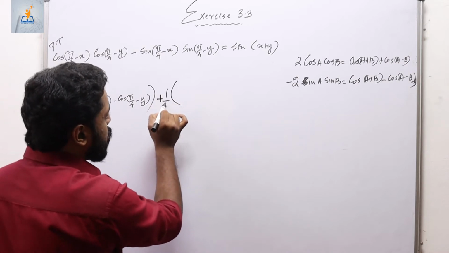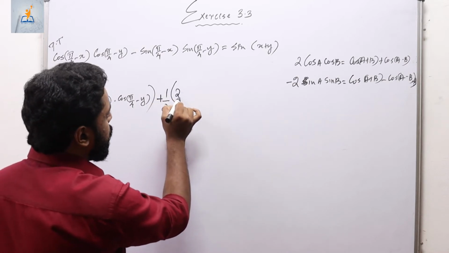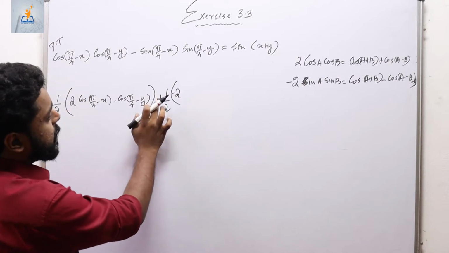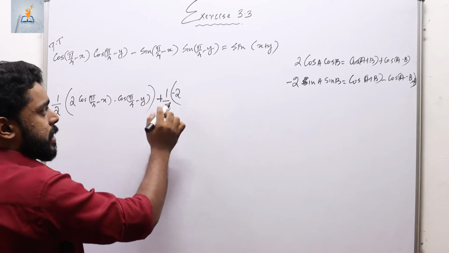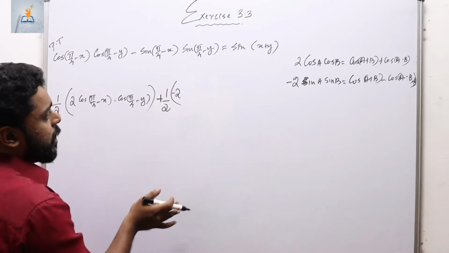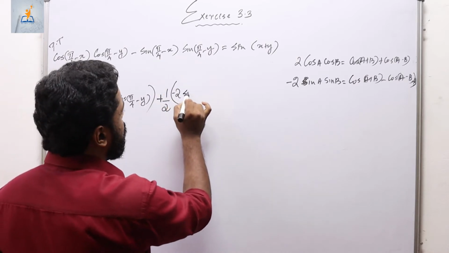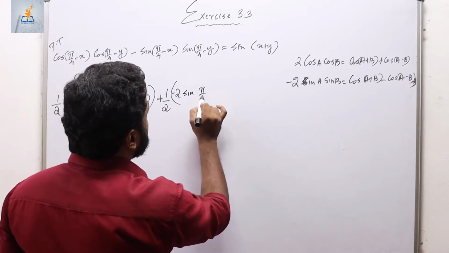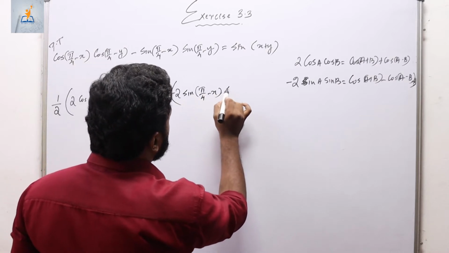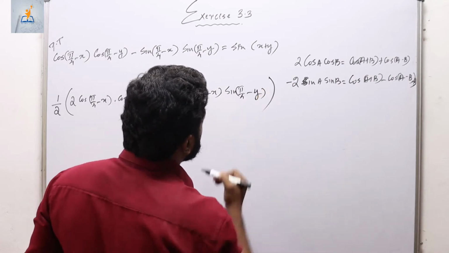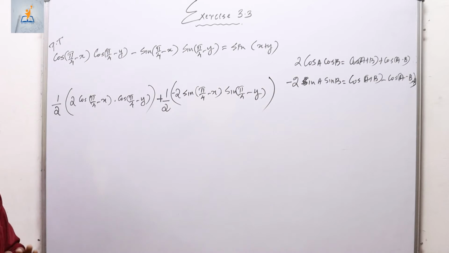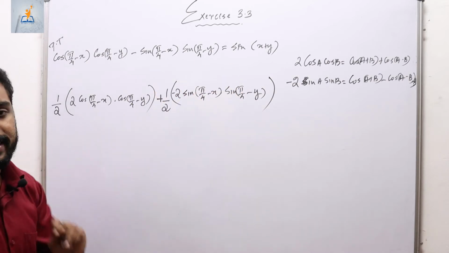Now again here also I multiplied and divided by 2. So this plus into minus is actually minus. For an easy method I took plus here and minus 2 taken inside. So it will become minus 2 sin pi by 4 minus x into sin pi by 4 minus y. So I just modified the left hand side in order to apply that identity.